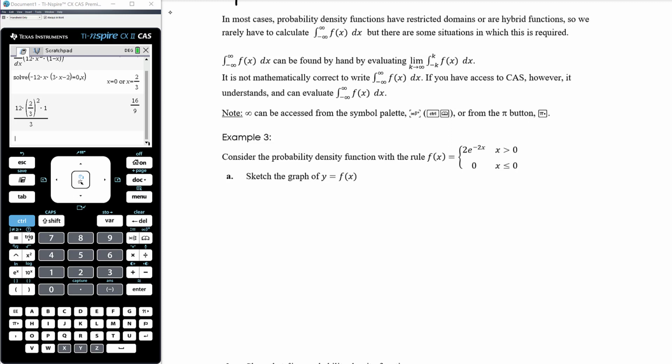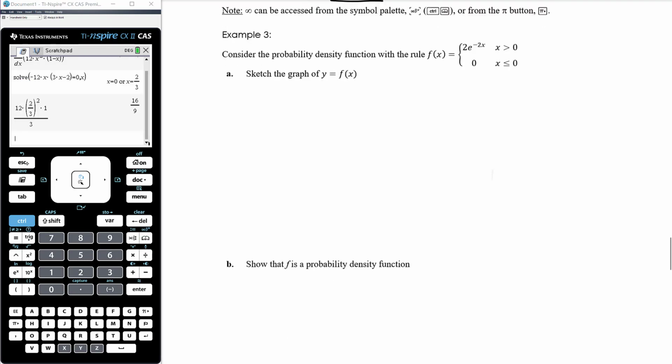So while it's not actually mathematically correct to write that statement, if you have access to your CAS, when you integrate that, you put infinity into the limits of integration, it will actually evaluate that. Note that when you're doing that, the infinity symbol can be accessed from the symbol palette or from the pi button. So down here we can click pi, there's an infinity there, or we can get it from the symbol palette, which is control book, where you've got all of the symbols available up there.